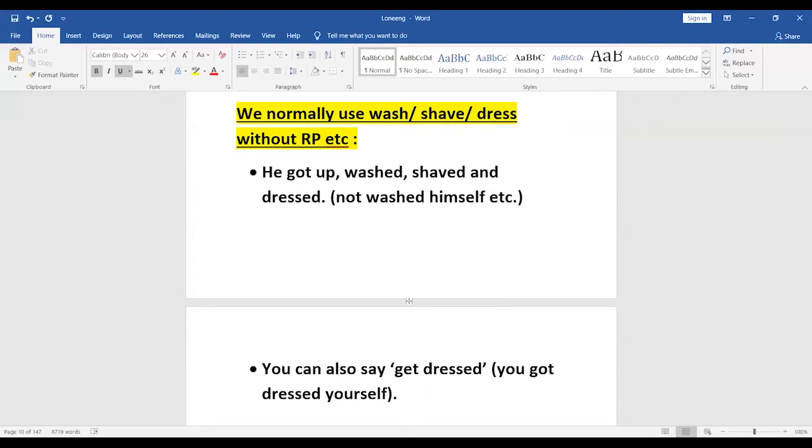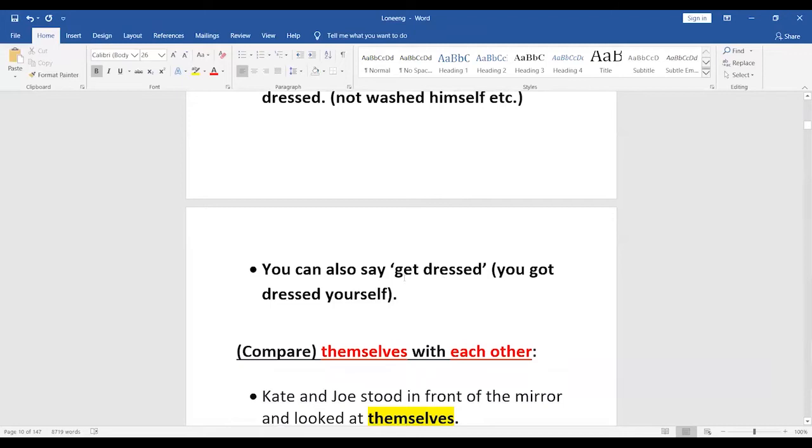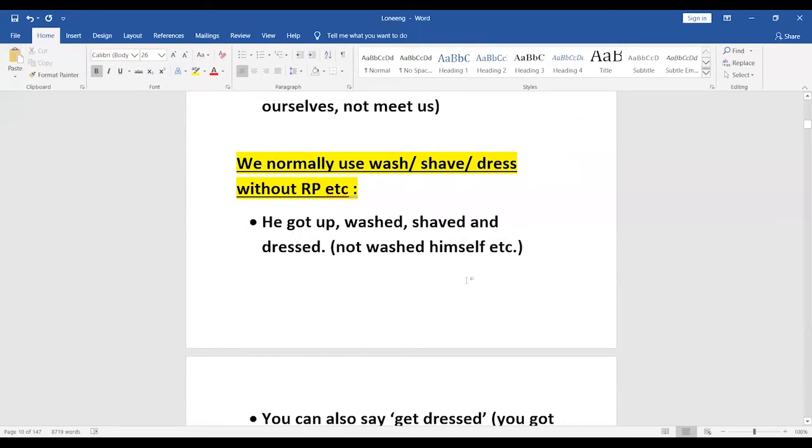You will not say he got up, washed, shaved, dressed by himself. Okay, that is absolutely wrong. So that is why it's given in the bracket and it's wrong. You will just use the word directly. Okay, and you will not use reflexive pronouns here. You can also say, get dressed. Okay, that is the right way of saying. Okay, you cannot say get dressed yourself. Okay, that is wrong. Okay, so now you know where to use and how to use with these words like shave, dress, wash.